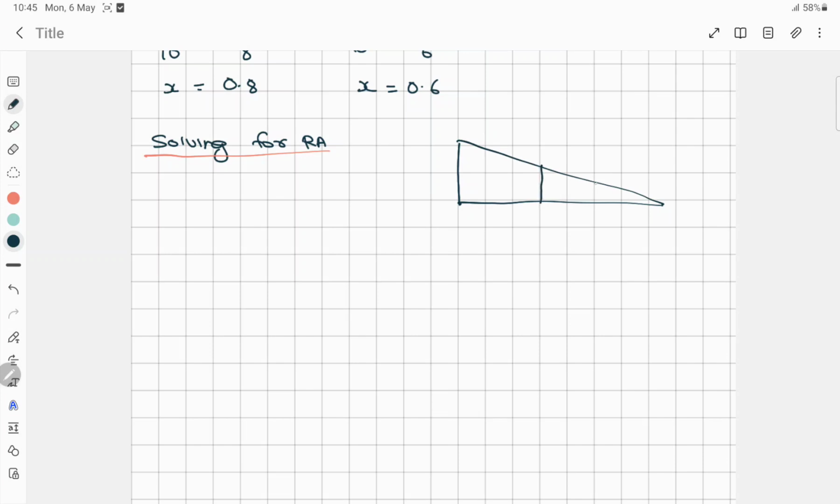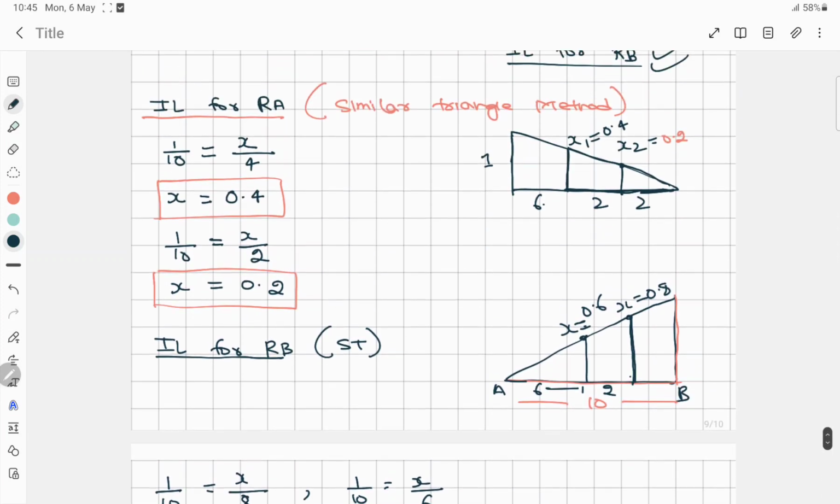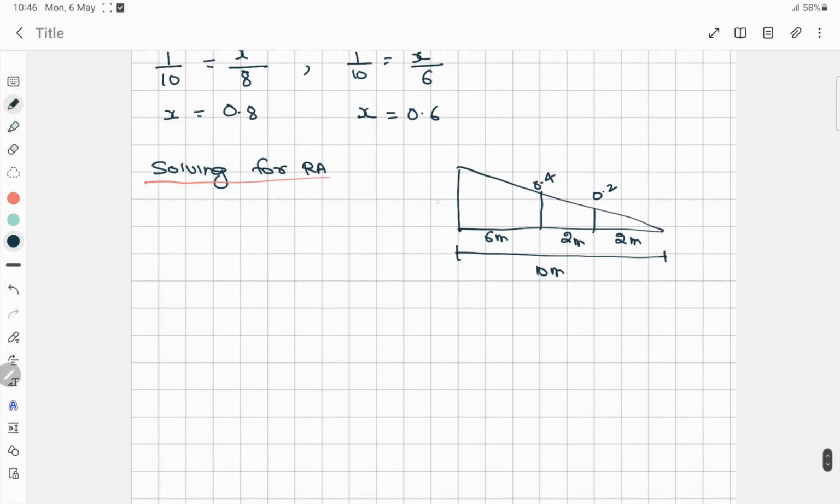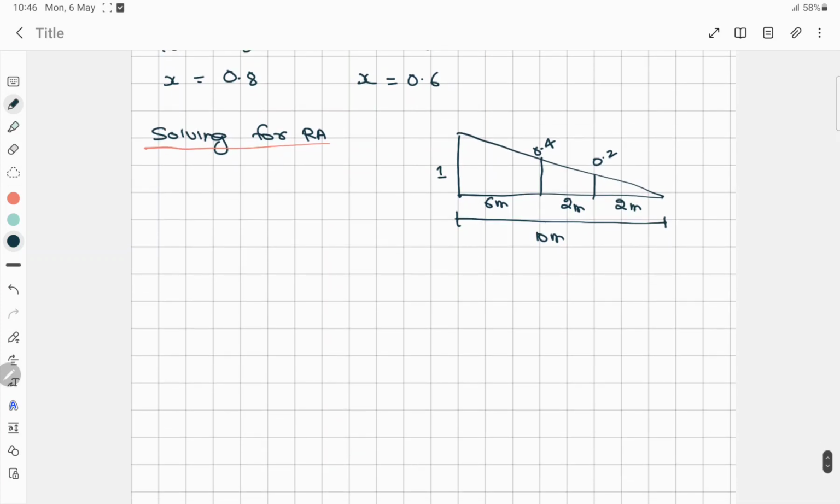And here one loading, and the distance was 10 meter, and this is 6 meter, and this is 2 and 2 meter. And we have already the value of this was 0.4 and 0.2. It's 0.4 and it's 0.2. Okay, now this is 1, right? So now what we have to do, this one was A and this is B. So we are finding for RA and RB here.